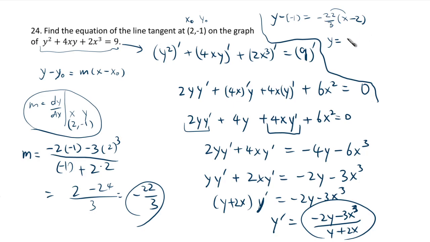So multiplying this, you get negative 22 over 3 times x. Multiplying this will give you plus 44 over 3. But then you subtract 1. This is plus 1, right? So if you move it, it's minus 1. So your final answer is negative 22 over 3 x plus 41 over 3. And that's the final answer.